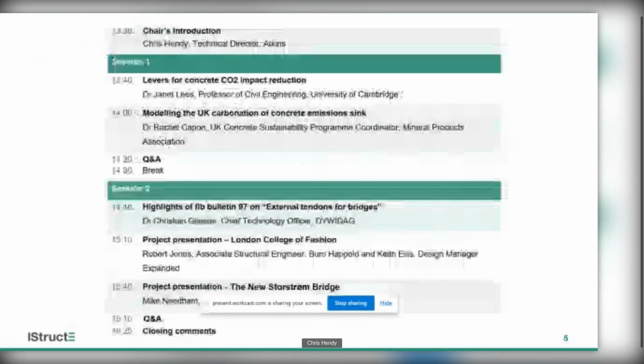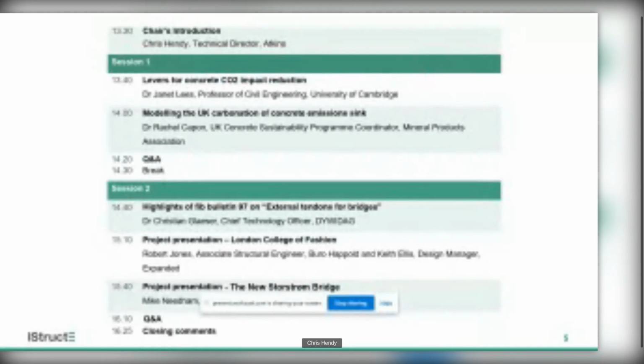So this is actually our 10th Developments in Structural Concrete event that we've run consecutively, but it's the third online version that we've done in a row. And fib's overarching goal is to be a bridge between research and practice. So that's precisely what we're trying to do with the conference today: focus on research and practice.